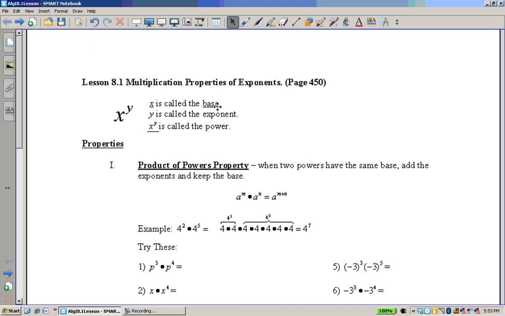Today we're going to be looking at a new unit. We're looking at different exponents: positive, negative, zero exponents, and applications in scientific notation. First of all, some basics here. X is called the base, Y is the exponent, and the entire thing is called a power.